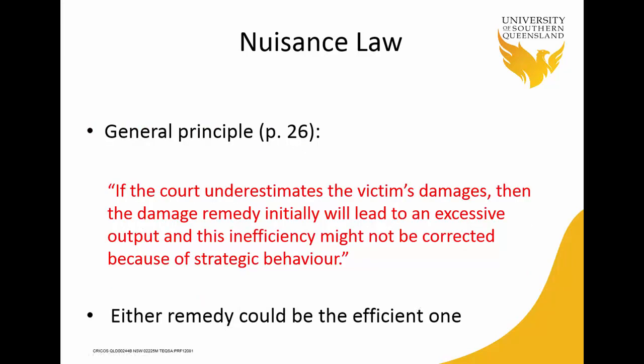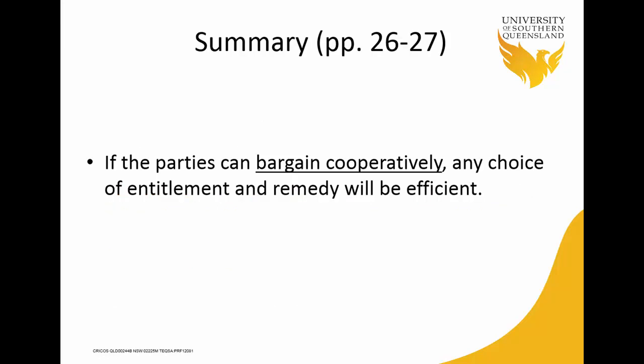So the general principle here: if the court underestimates the victim's damages, then the damage remedy initially will lead to an excessive output, and this inefficiency might not be corrected because of strategic behavior. So either remedy basically could be the efficient one. As we relax our assumptions, you can see it's really hard to predict which remedy would be the efficient one. Maybe we can sometimes find certain real-life situations where our assumptions hold, but generally speaking, as you start relaxing the assumptions, you find that it's very difficult to find which approach or which policy would actually get you to the efficient outcome.